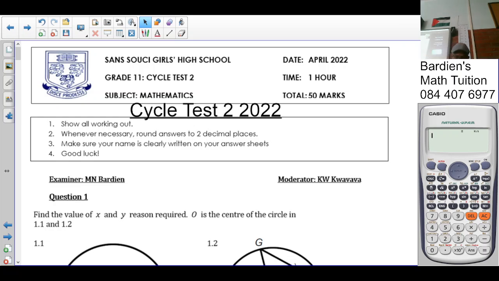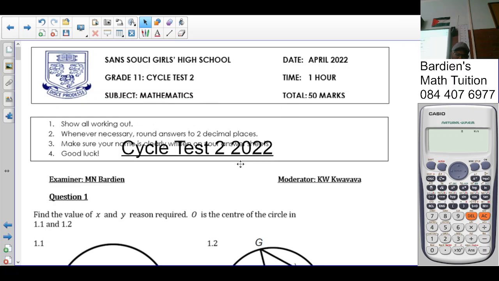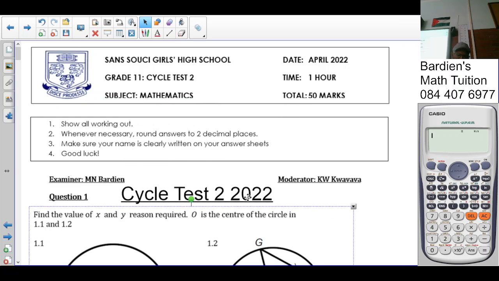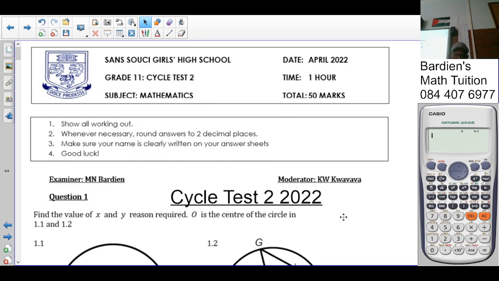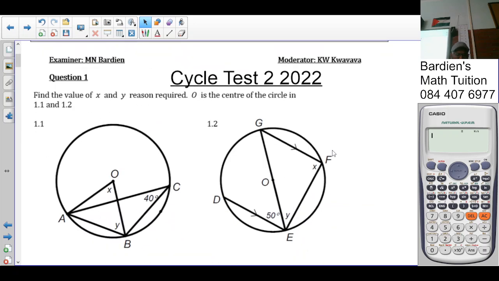So in this lesson we are looking at our cycle test 2 that you wrote on Tuesday. We're going to go through the memo. You just let me know what you don't understand and what the misunderstanding was. Right, so let's do this.